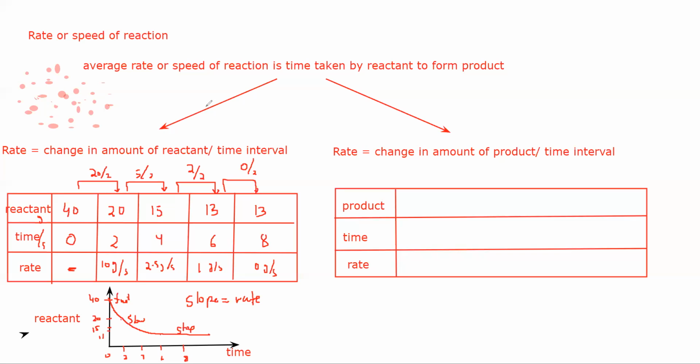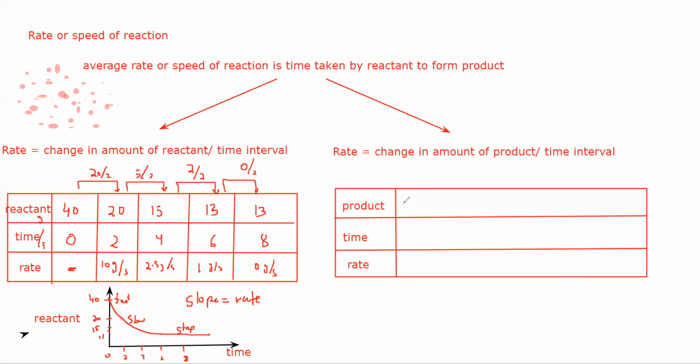So when I plot these points and join them, I will get a curve, and this curve in the beginning is steeper, but the slope will decrease, which shows that the rate of a reaction decreases.